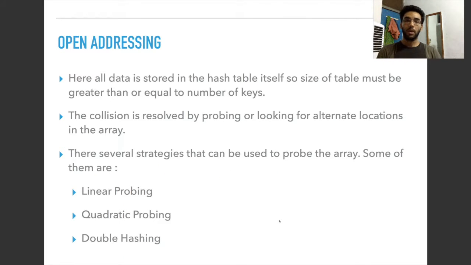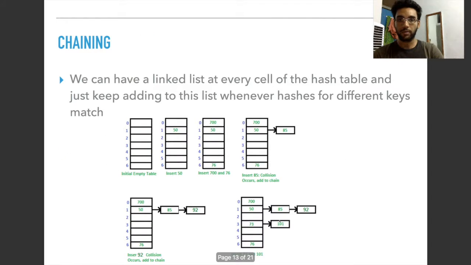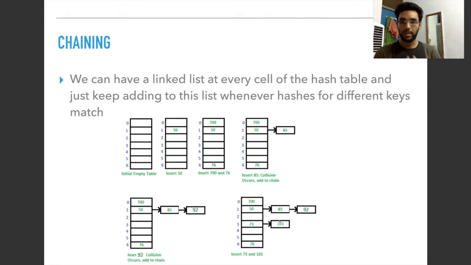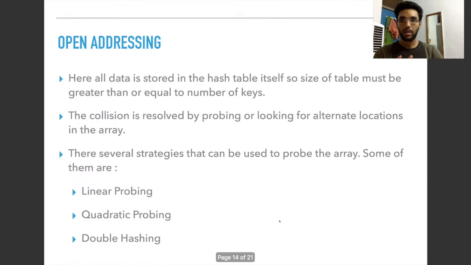Now, open addressing. Open addressing is a very different approach from chaining. In chaining, you're not trying to expand the actual hash table, but you're trying to expand at the level of each cell. However, in open addressing, whenever there's a collision, you try to look ahead or probe through the array to see if there's an empty spot where you can directly put the incoming key value. So this basically requires that the size of the hash table is usually greater than the number of keys you have.